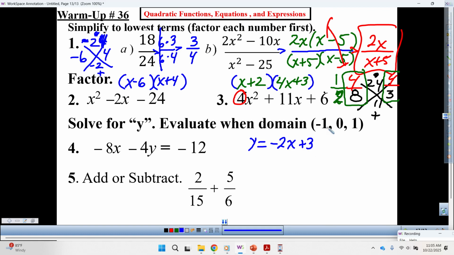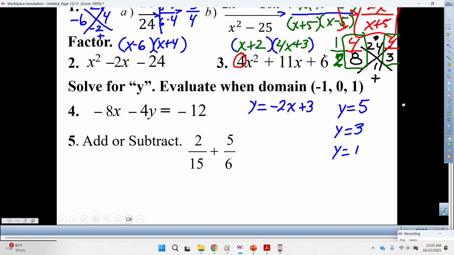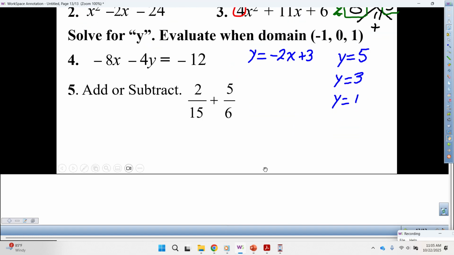That is correct. If we substitute negative 1 there, y equals what? And if we substitute 0, and if we substitute 1. So substitute negative 1, what do we get, Geo? Yes, y equals 5. That is correct. Y equals 3. Y equals 1. Good recovery. So far, so good. And the last one, number 5.